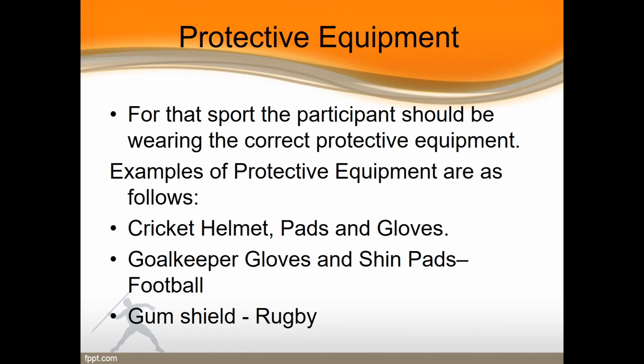So protective equipment. For the sport that someone's going to be playing, it's important that they're aware of the correct protective equipment. So you can see here some examples of protective equipment are as follows. So for cricket, it could be a helmet, pads and some gloves. For a goalkeeper in football, it could be goalie gloves and shin pads for the outfielders, whilst also wearing the proper football boots. And for rugby, this could be a gum shield.